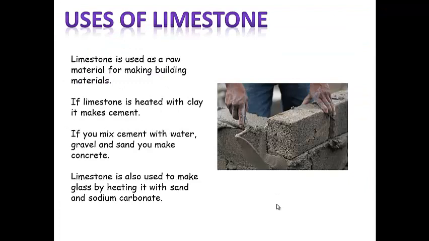So we need to know the uses of limestone. Limestone is used as a raw material for making many building materials. If you heat limestone with clay, this makes cement. If you then mix this cement with water, gravel and sand, you make concrete. Limestone is also used to make glass by heating it with sand and sodium carbonate. So glass, concrete and cement are all vital for the building industry. That's why limestone is so important.